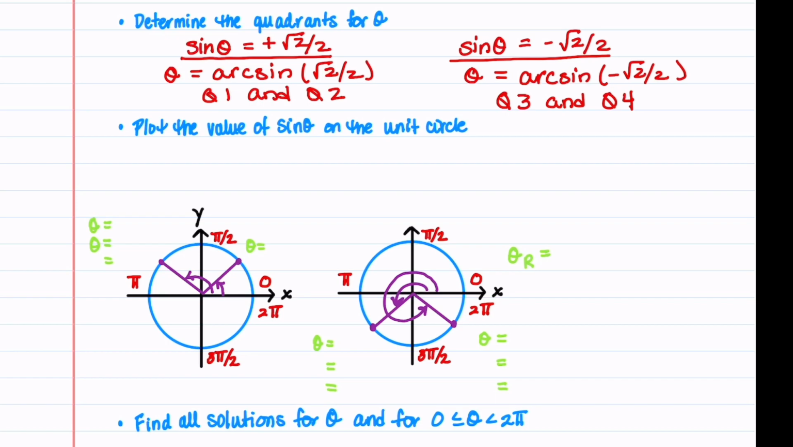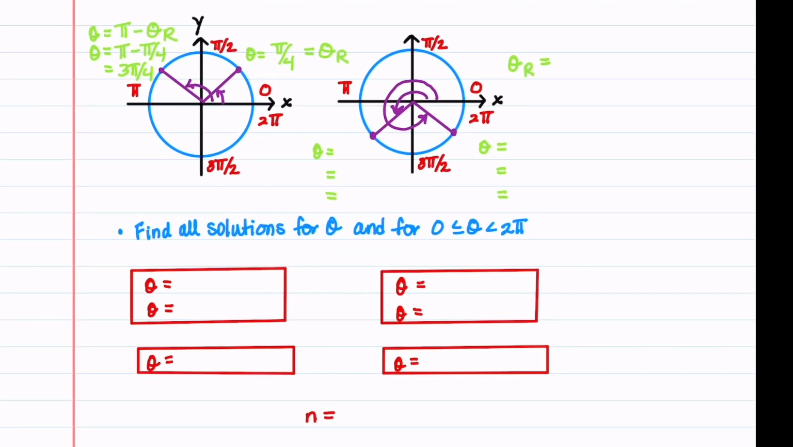We'll now plot the value of sine theta on the unit circle. Our first solution to theta is equal to arcsine root 2 over 2 is equal to pi over 4 and lies in our first quadrant, and this is our reference angle. Our other solution lies in the second quadrant, and theta in the second quadrant is pi minus our reference angle, which is pi minus pi over 4, which gives us 3 pi over 4.